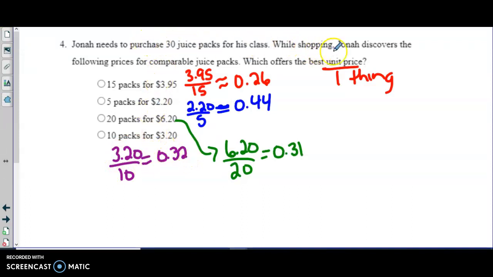And it says, which offers the best unit price? So the best would be the cheapest, right? We want to spend the least amount possible. So the cheapest here would be 26 cents per juice. That's lower than 44 cents, 31 cents, or 32 cents. So that one would be our best price.